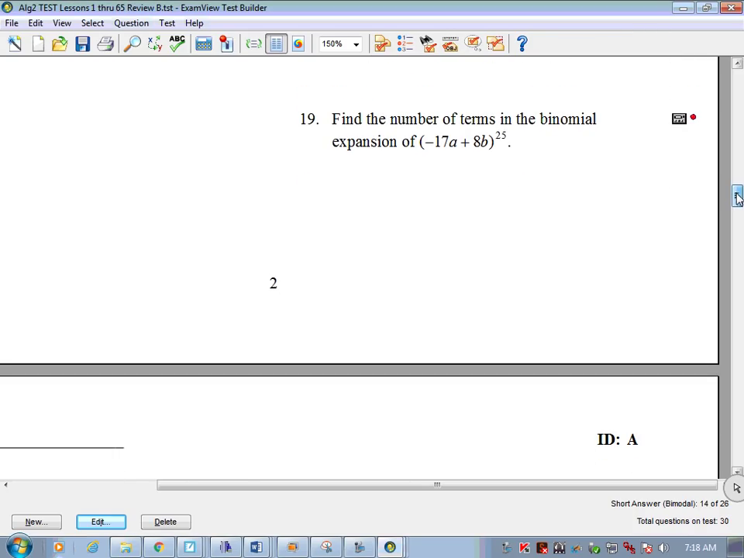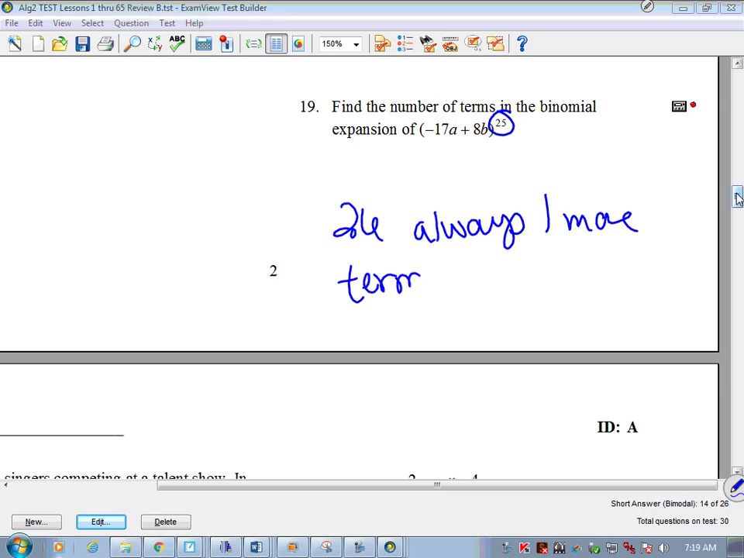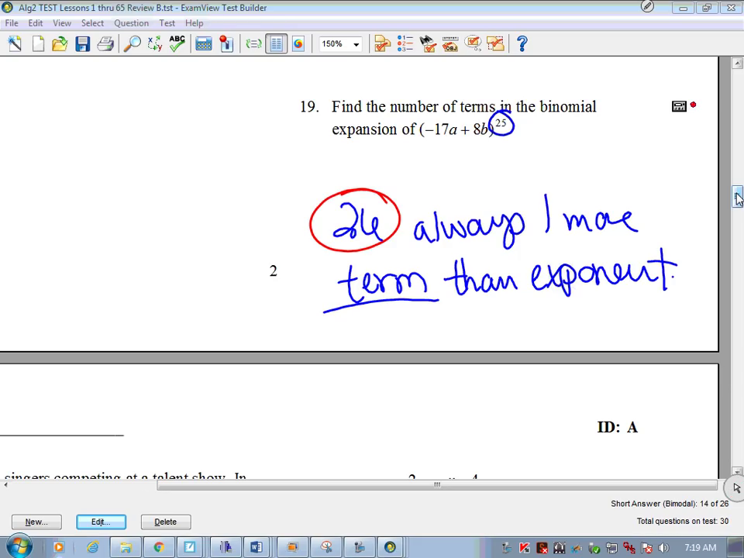Okay, number 19, find the number of terms in the binomial expansion. We're going to write 26, because there's 25, always one more term, and make sure to include the word term, then exponent. You can't just say there's always one more than exponent. Okay, I want to know that there's one more term than exponent. Okay, 26 in this case.